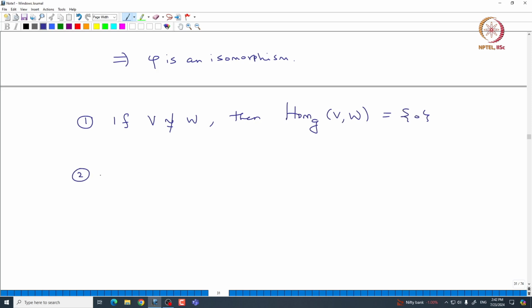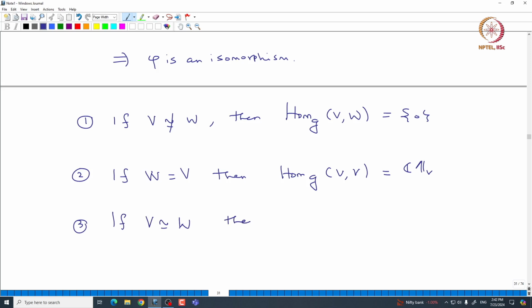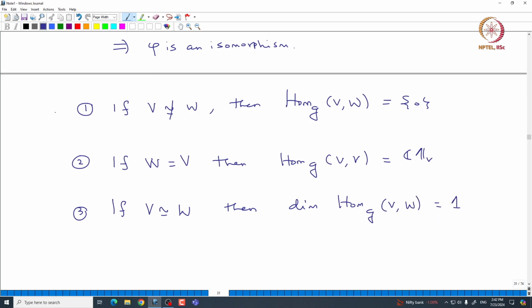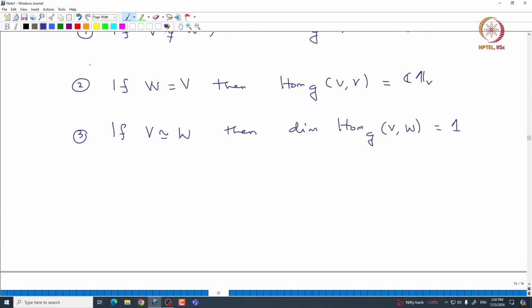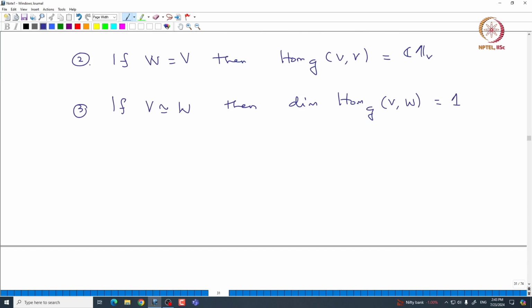Similarly, if we take W to be V, then this Hom space is spanned by the identity map. And the third statement: if V is isomorphic to W, then the dimension of Hom_G(V, W) must be 1. The first statement is immediate from the previous analysis: if there is a non-zero map from V to W, that forces V to be isomorphic to W. Now, let us look at the second statement. We already have the identity, which is a G module map.